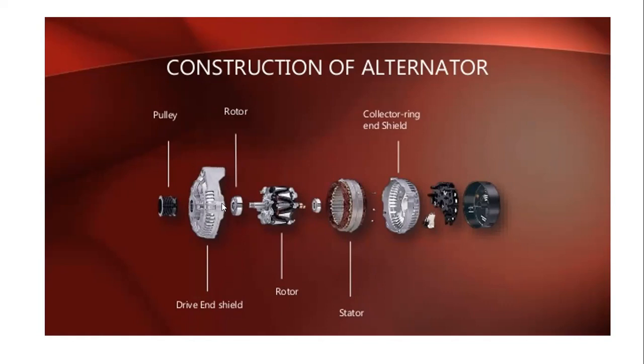This is the pulley, the drive end shield, and the collector ring end shield. All parts will be fixed in this frame. This is the outermost cover. These are the various parts of an alternator. The main parts are the stator and the rotor. This is the stator part and this is the rotor part. This is the overall view of the alternator parts.